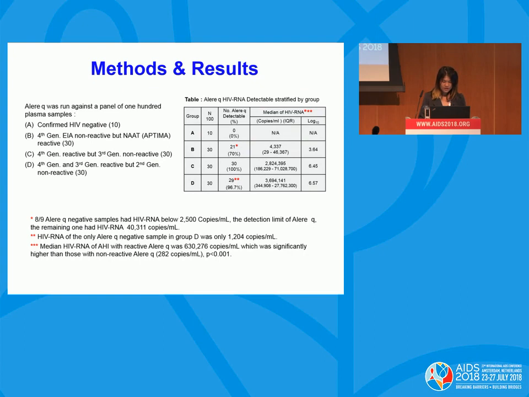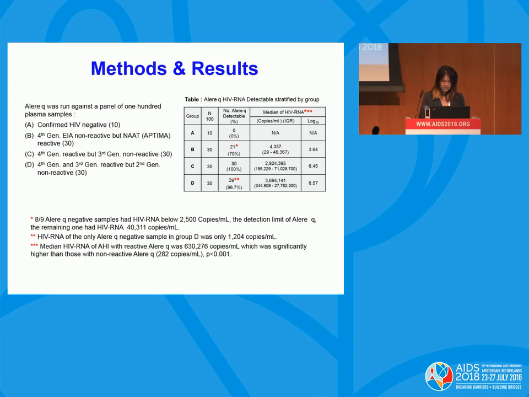Acute was run against a panel of 100 plasma samples. Group A: confirmed HIV negative, 10 samples. Group B: fourth generation enzyme immunoassay non-reactive but NAT or Optima reactive, 30 samples. Group C: fourth generation reactive but third generation non-reactive, 30 samples. Group D: fourth generation and third generation reactive but second generation non-reactive, 30 samples.